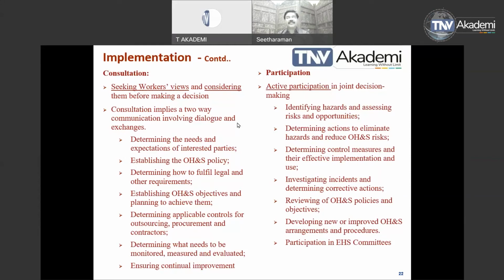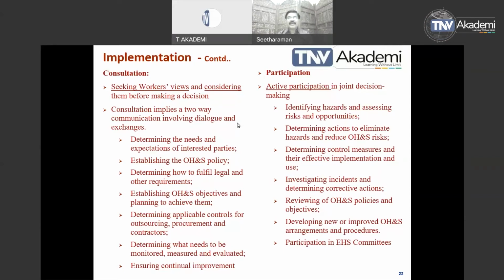Determining actions to eliminate hazards and reduce risk. Once the risk is identified, they have to give suggestions on how we can minimize this risk and eliminate the hazard, and control measures for effective implementation and use. Investigating incidents. Again, suppose somebody is injured, we have to investigate the incident.